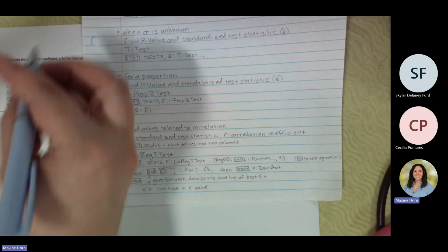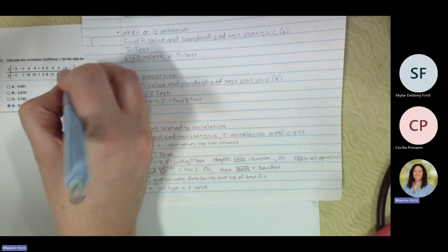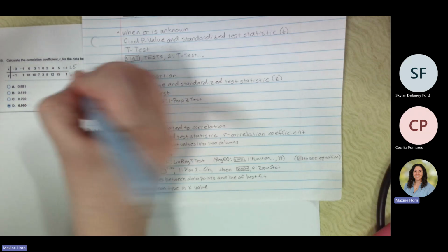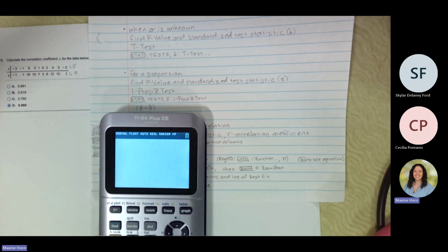So what I did in my calculator, and I don't know why I jumped to L5. I must have had other stuff in there, but I had this is L5 and this is L6. So you don't have to do L5 and L6. You can do L1 and L2. But how do we put it into our calculator?